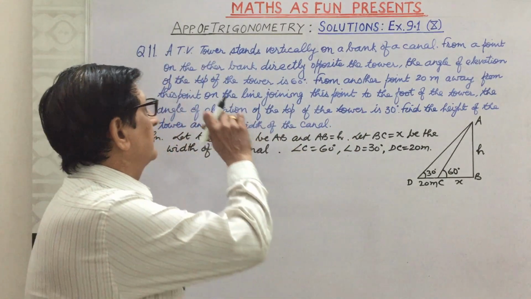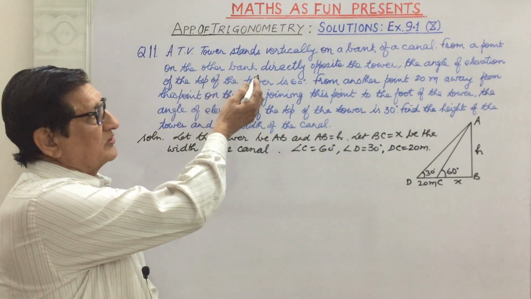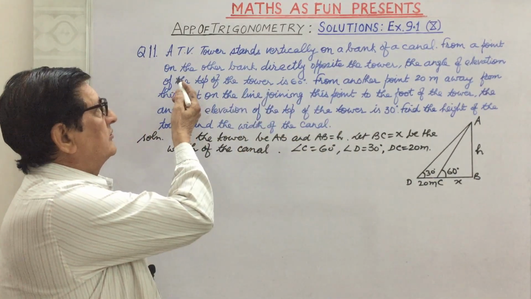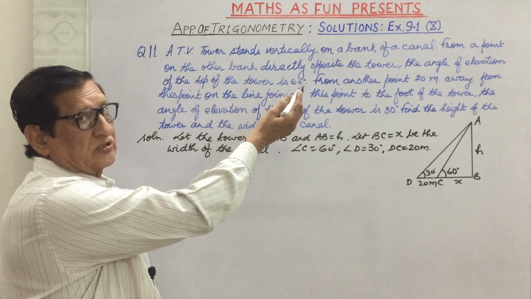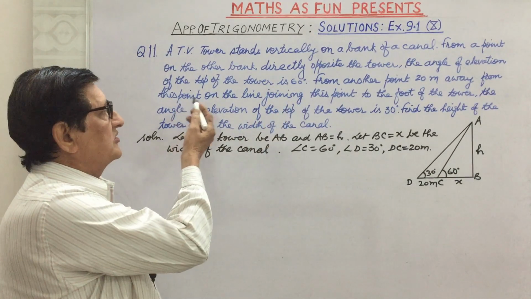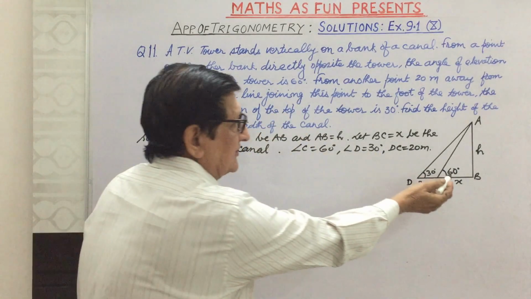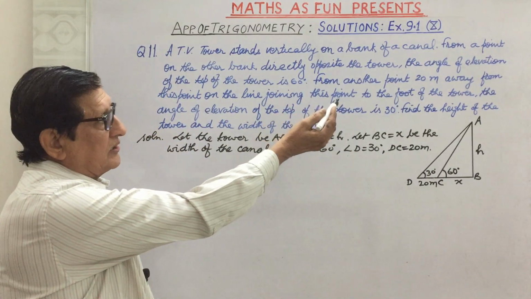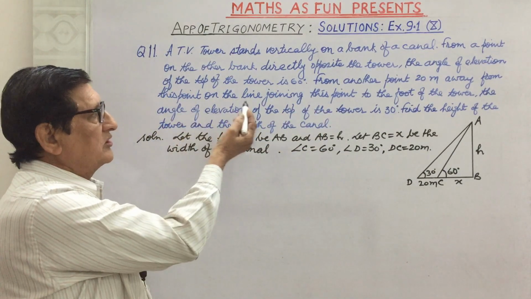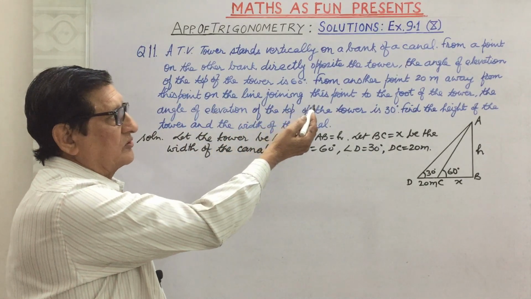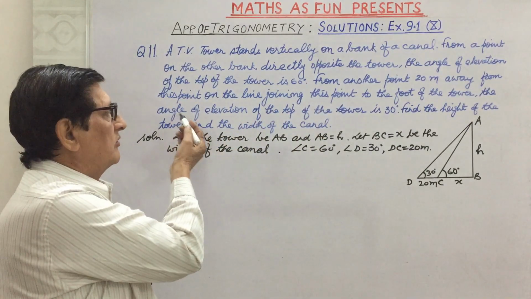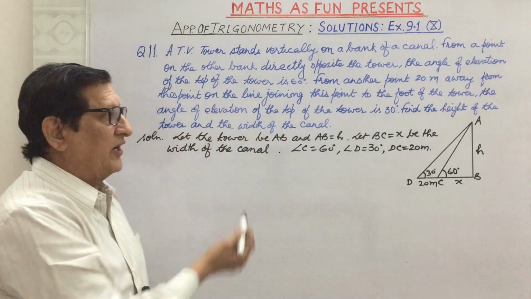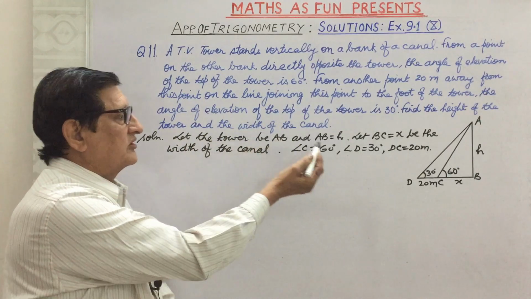Question number 11 here is: a TV tower stands vertically on a bank of a canal. From a point on the other bank directly opposite to the tower, the angle of elevation of the top of the tower is 60 degree. From another point 20 meters away from this point on the line joining the point to the foot of the tower, the angle of elevation of the top of the tower is 30 degree. Find the height of the tower and the width of the canal.